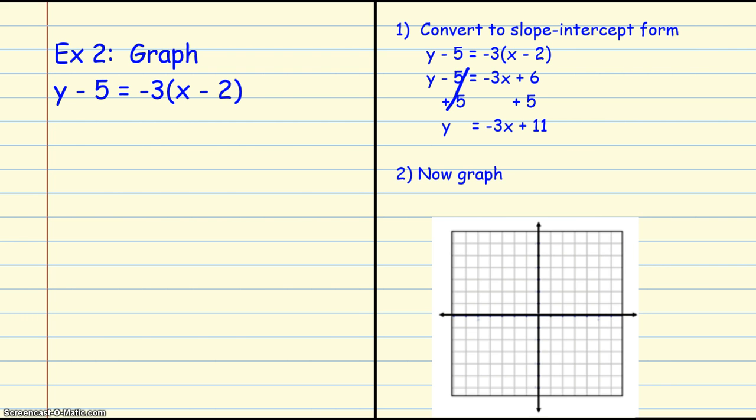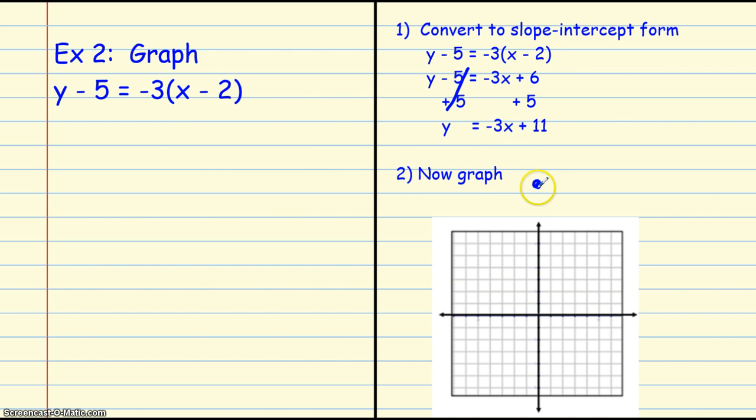Let's go ahead and graph. This time our y-intercept is 11. I don't know if my graph is big enough, so bear with me. Let's go ahead and count: 2, 3, 4, 5, 6, 7, 8, 9, 10, 11. Bad graph to show you, sorry. But we go ahead and go up to 11.